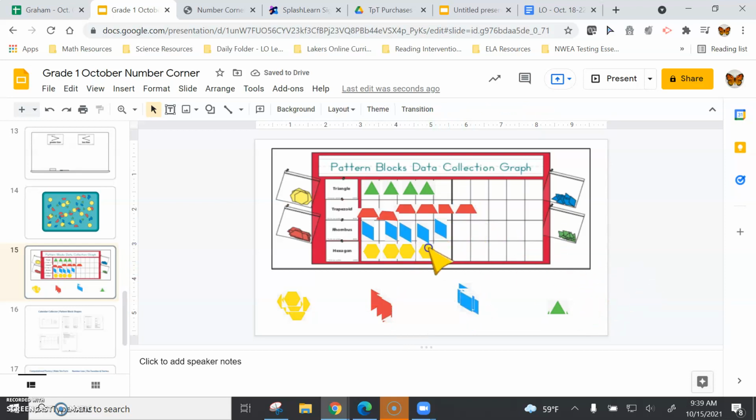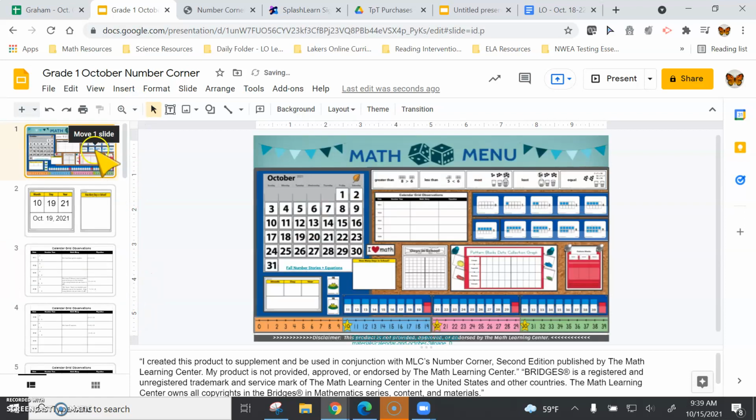So if you look at our information, we have 4 triangles and 6 trapezoids. We have 5 rhombuses and 4 hexagons. Very, very interesting, All Stars. Fantastic.